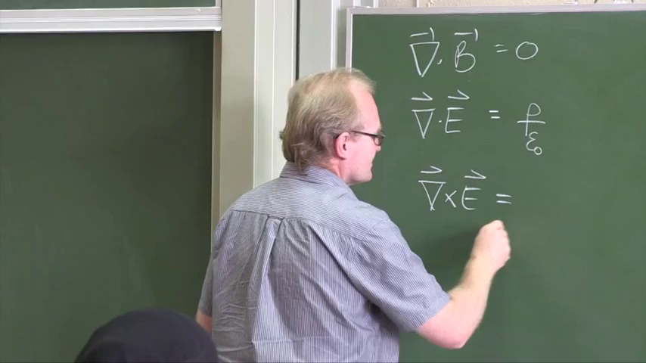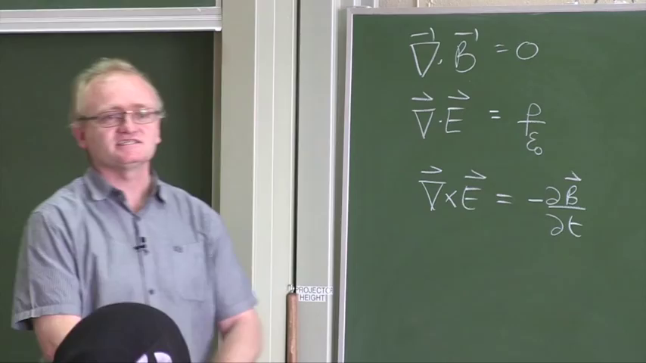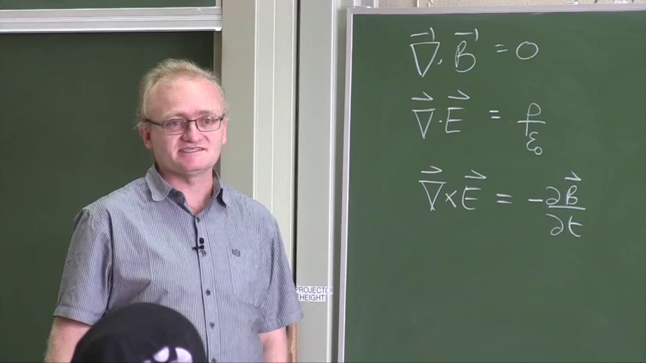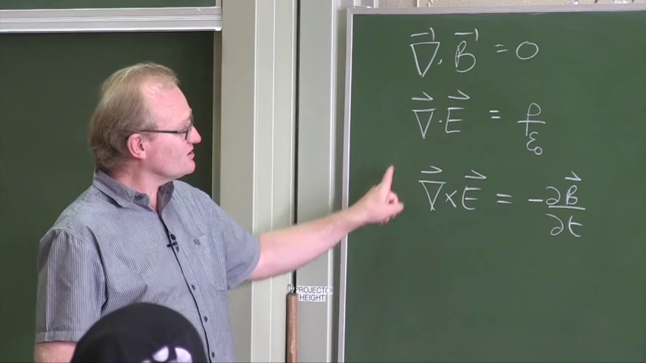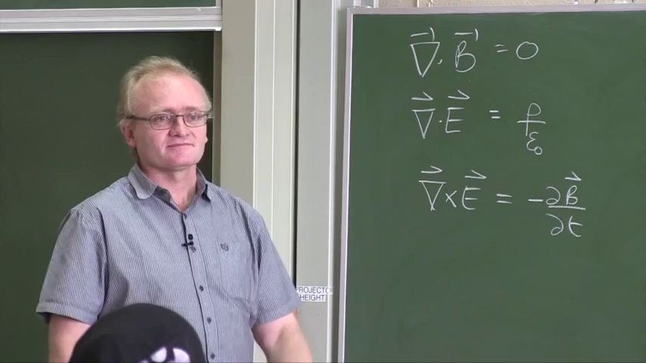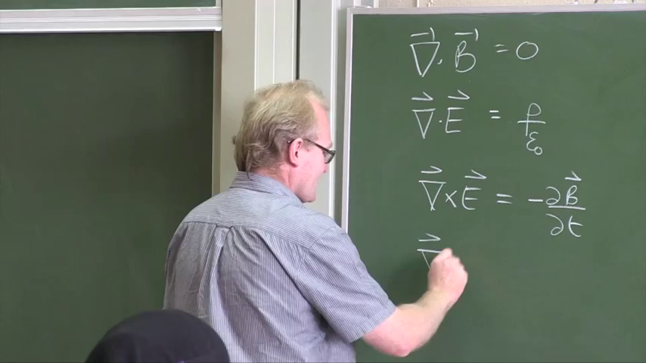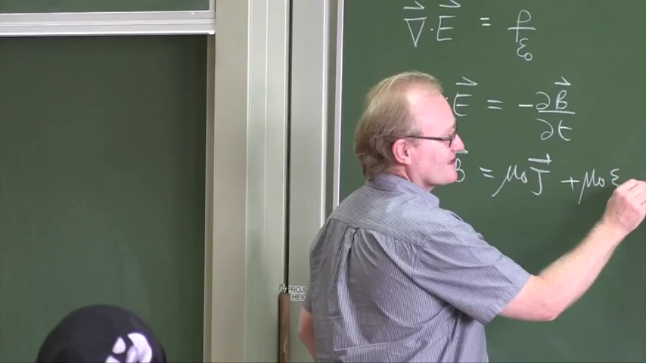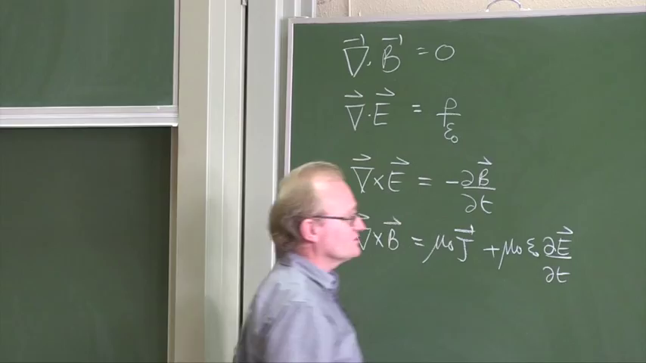So first of all, what does this one tell us? Changing magnetic field creates an electric field. Good. Can you tell me something more about the electric field lines? Are closed. Good. So whenever you see a closed electric field line, it's due to a changing magnetic field. Whenever you see an open electric field line that starts somewhere and ends somewhere, it's due to a charge. Good. Okay, good. 1 over c squared, great. dE dt. Good.